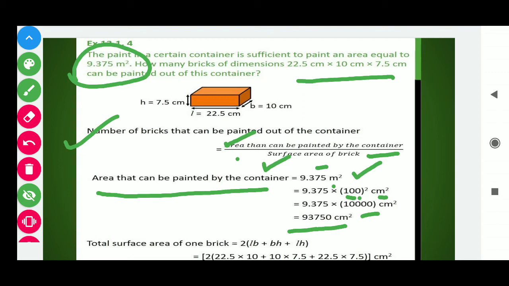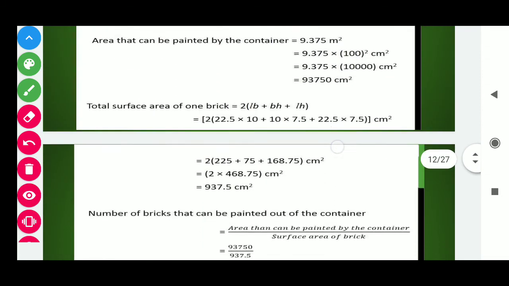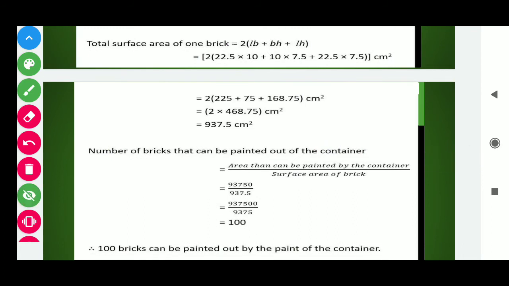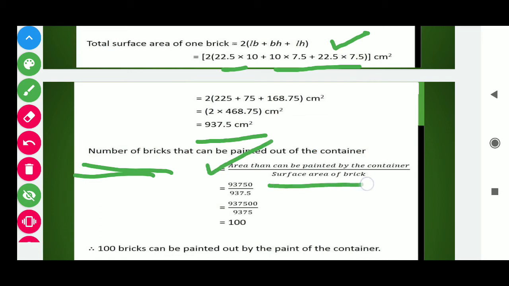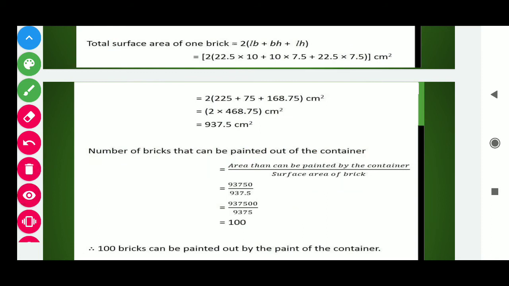93,750 square centimeter. So the total surface area of one brick is 2 into (LB plus BH plus HL). By putting the values of the dimensions of the brick L, B, H, we get 937.5 square centimeter. Now students, we need to find the number of bricks. For that, total area to be painted divided by surface area of one brick. In this way, by cancelling, we get 100. So 100 bricks can be painted by the paint of the container.